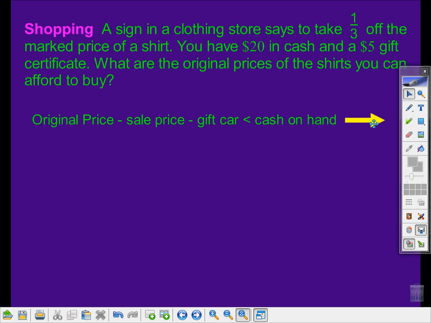So what is the original price? X. X is the original price. What is the sale price? 1/3 X. So it'll be the original price minus 1/3 X minus gift card minus 5. Could you have also put that into your cash on hand and made that 25? Yes. But that has to be less than your cash on hand, which is 20.